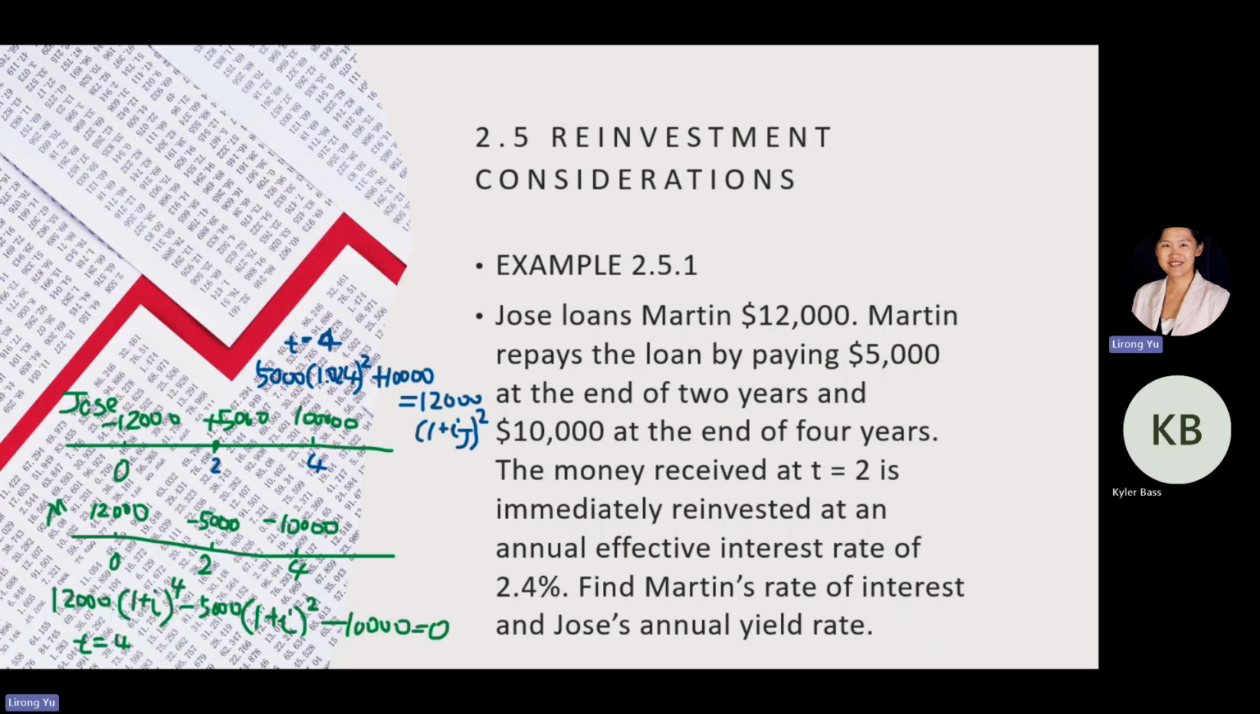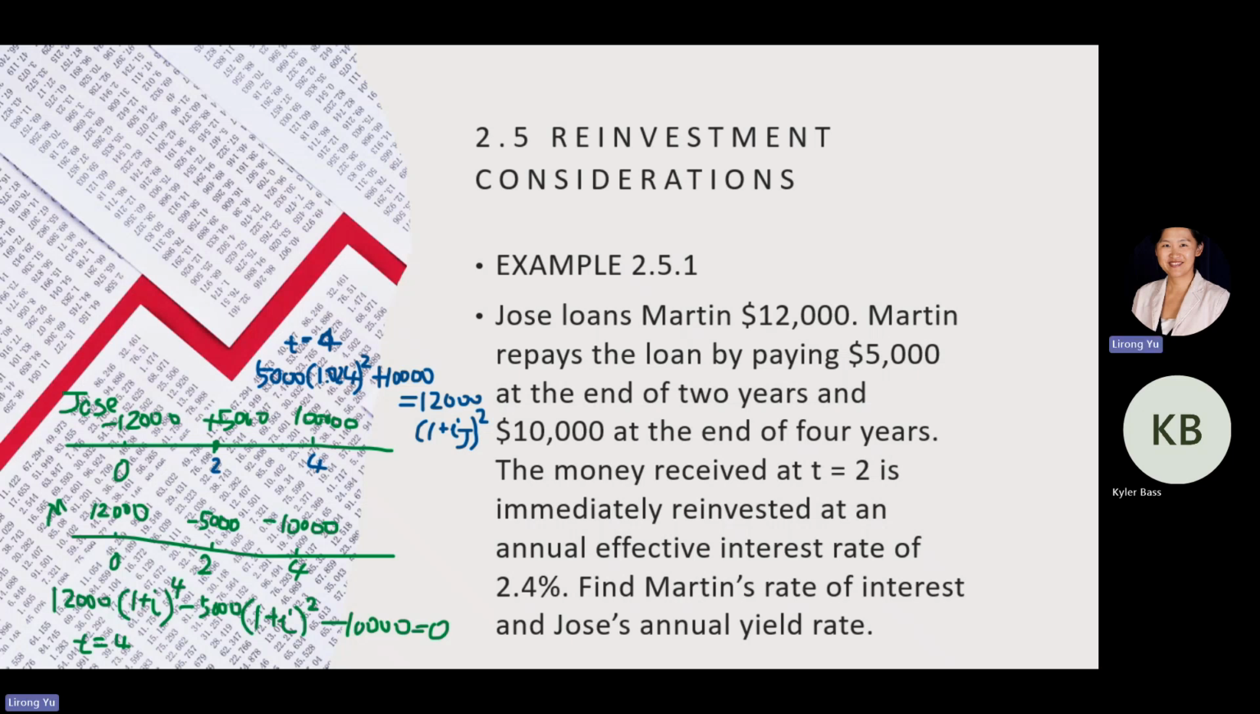Solving this equation, we will be able to find the i in this question. So that's the calculation. Because the equation itself is different, we're definitely going to have a different rate of return for Jose and Martin. Any questions? So that's the first equation.